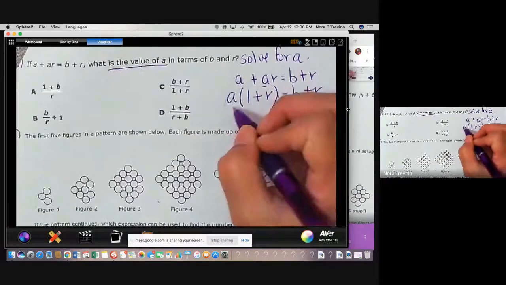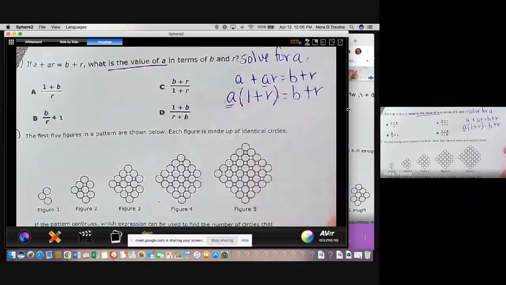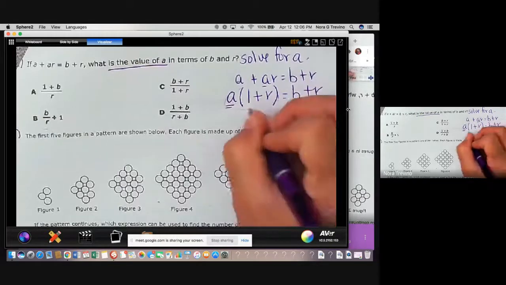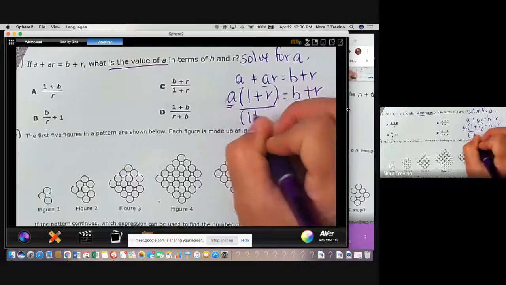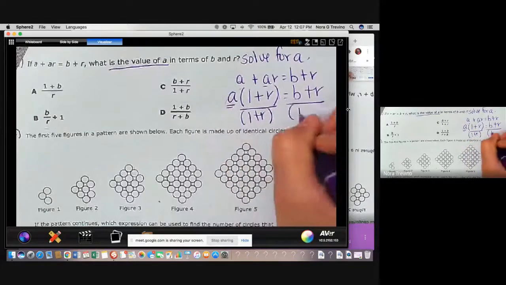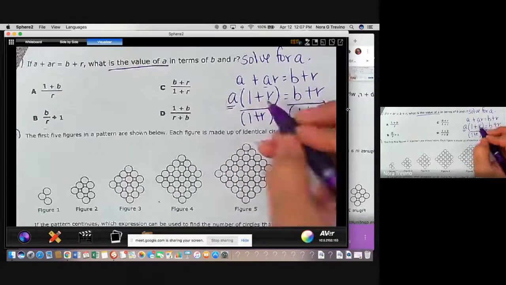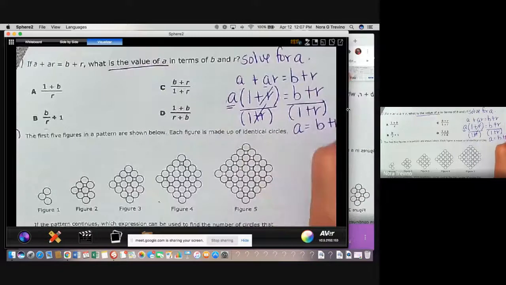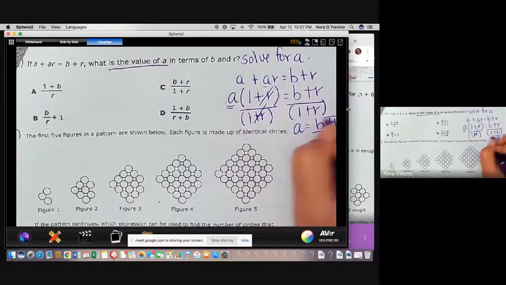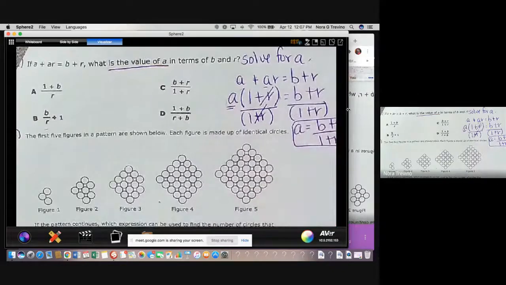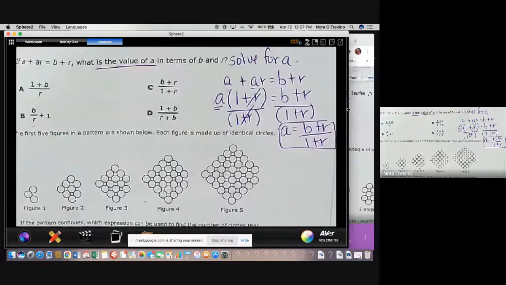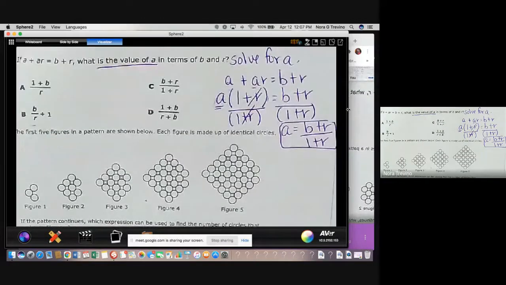So now I have to get A alone. Here's A. It's being multiplied by this whole thing. So the opposite of multiplication is division, and I have to do it to both sides. So there's the value of A: B plus R over 1 plus R. Okay.